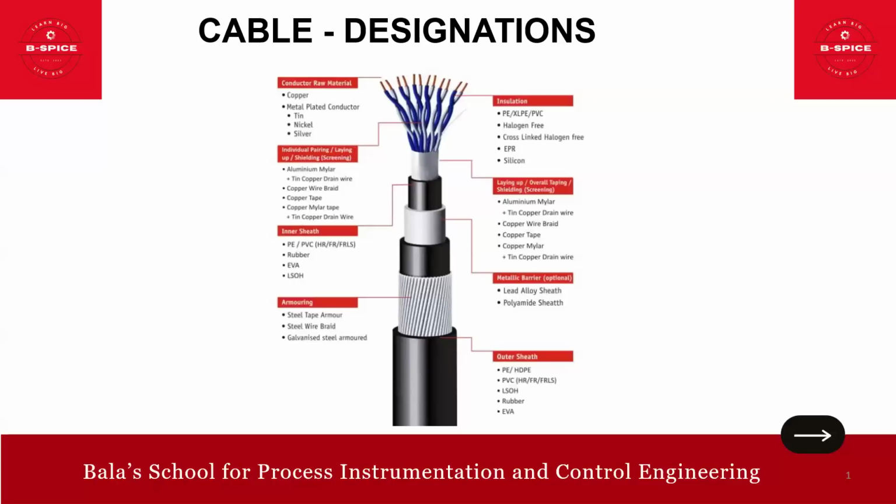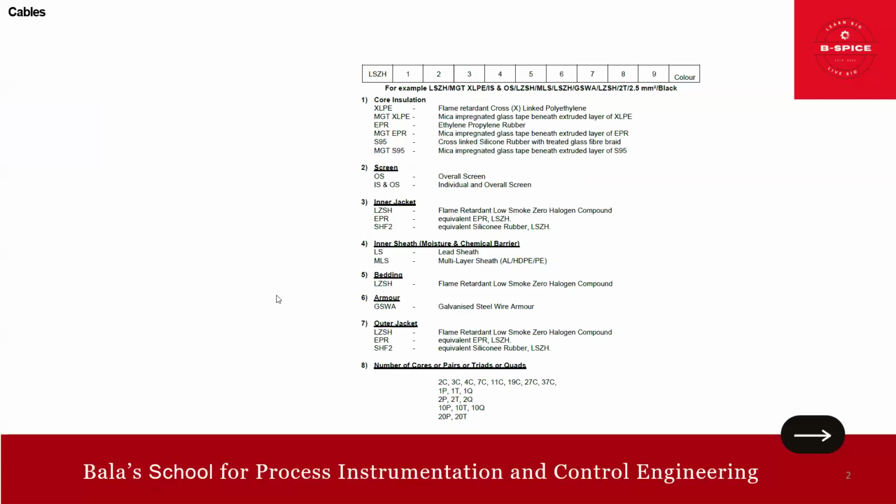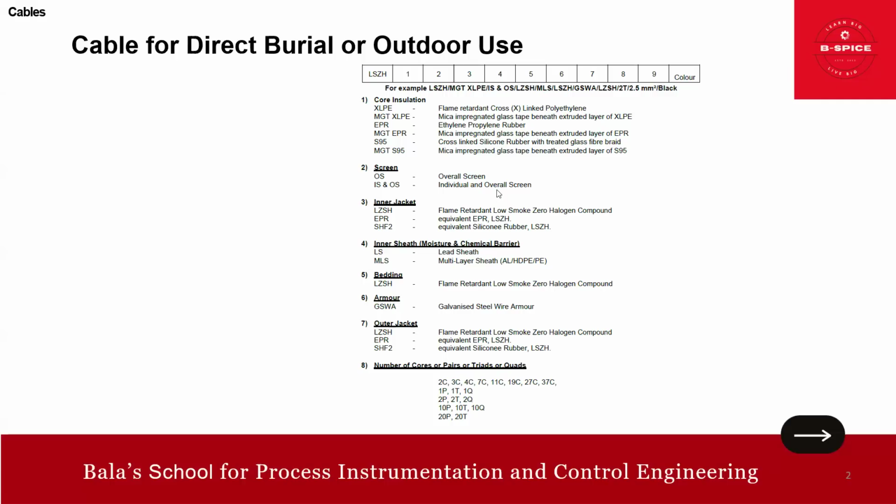Okay, so I will take you through the session so you will understand more. This is what I meant, friends. When we order a cable, we have this code, right? LS, ZH, MGT, XLPE, IS, OS. Yes, this is what we are going to discuss, each and every aspect. So first we will talk about cable for direct burial. This is for outdoor use, but direct burial.